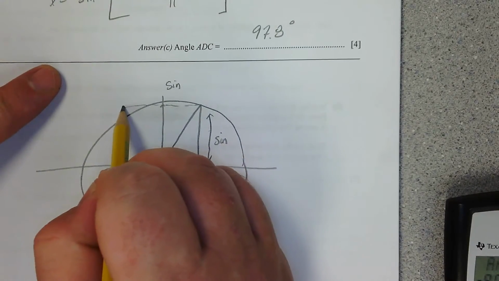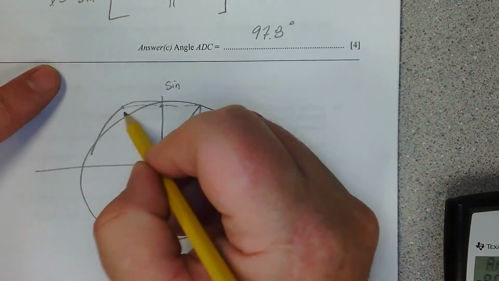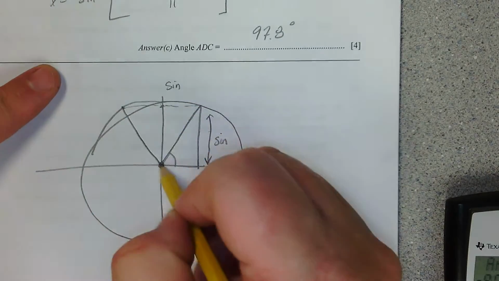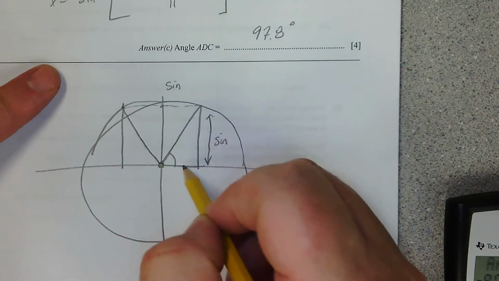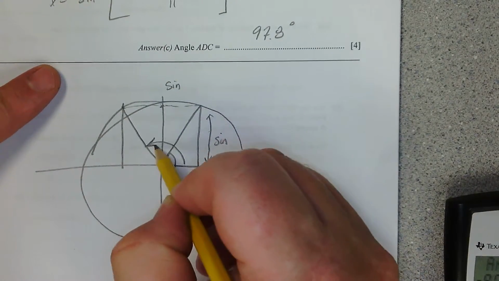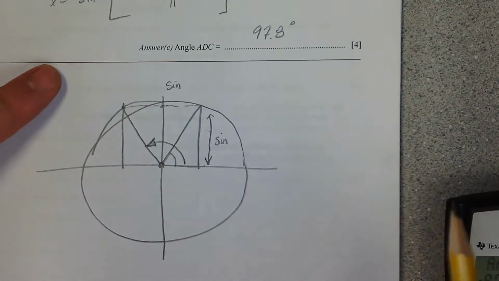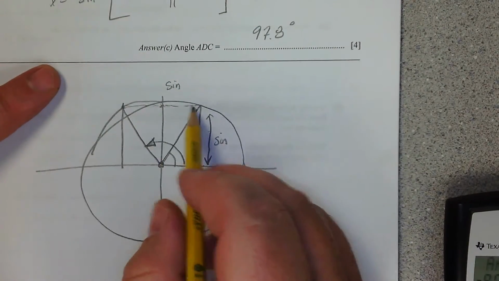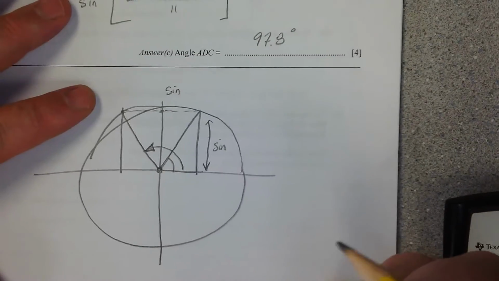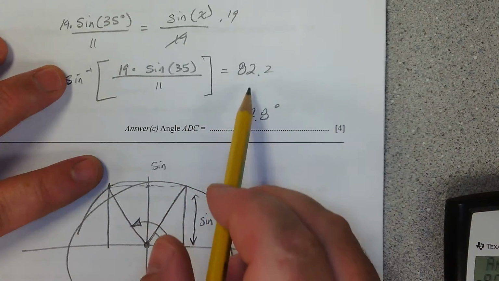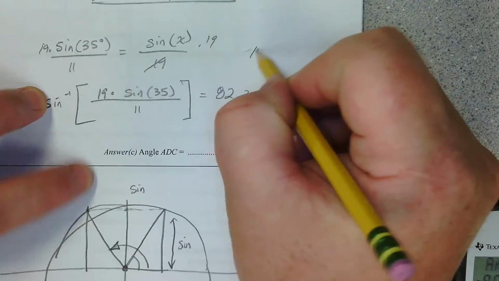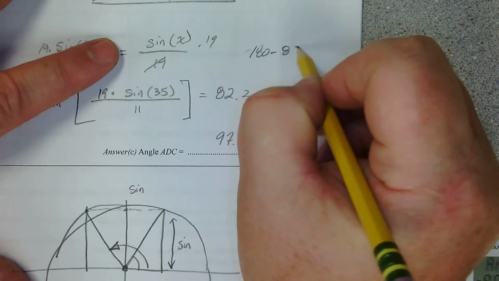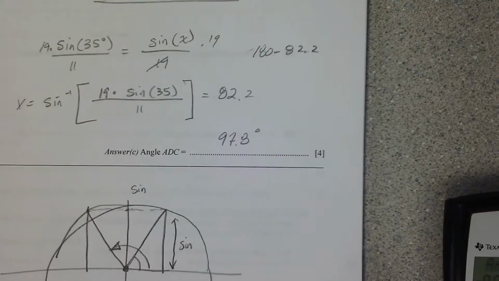There's another angle over here, like a circle will go around, right? It would be cleaner, I mean. There's another angle over here that goes all the way to there that will have the same exact sine value. And so they're going to add up to 180. They're going to be supplementary, so you're just going to subtract this from 180. So it's going to be 180 minus 82.2, and that's going to give you the obtuse angle.